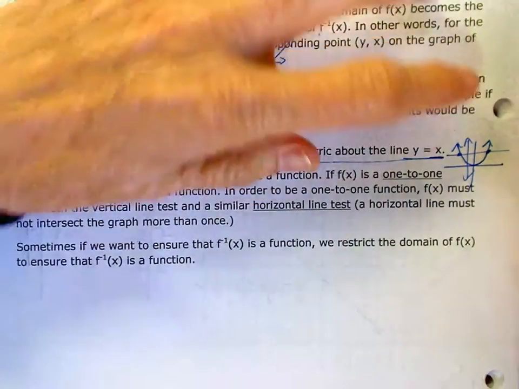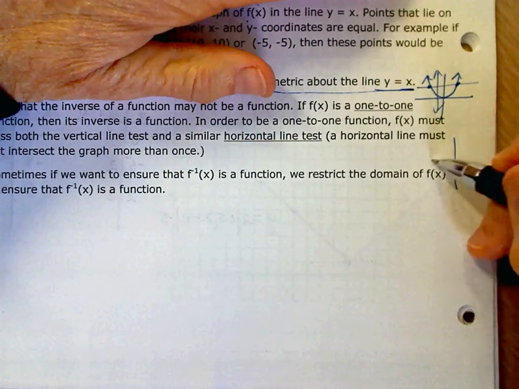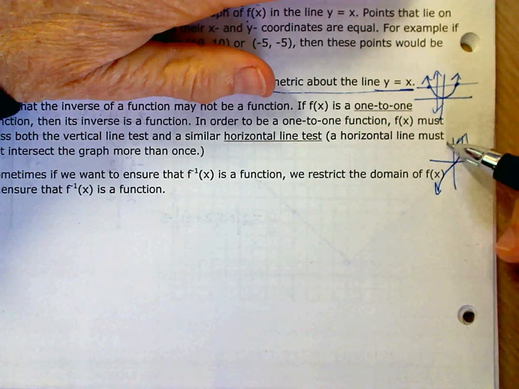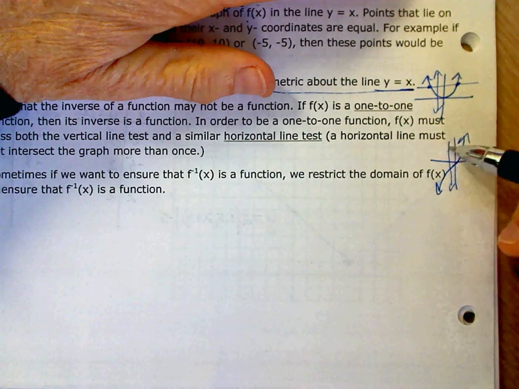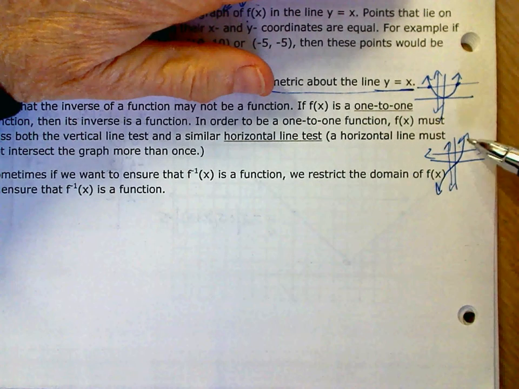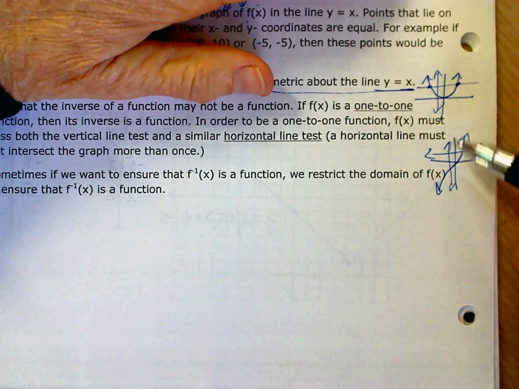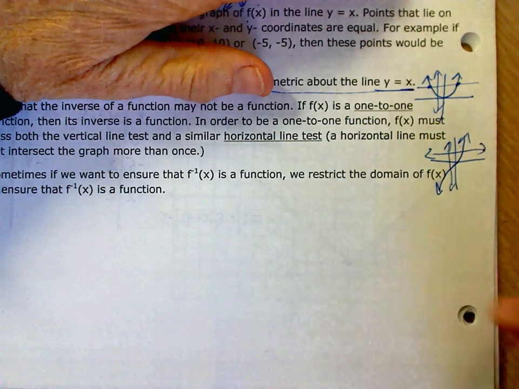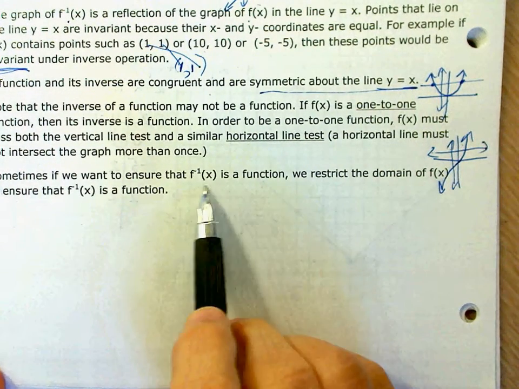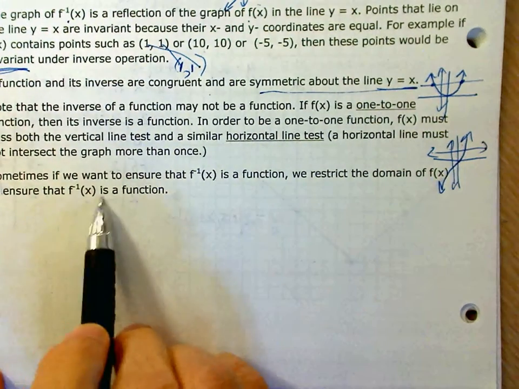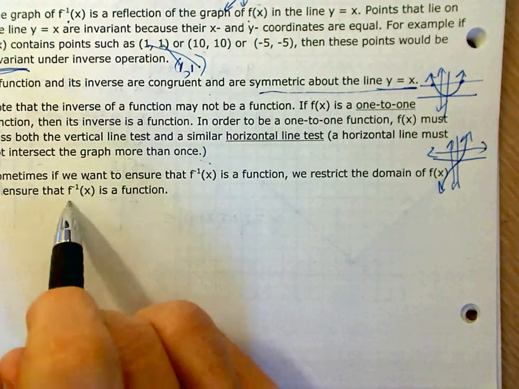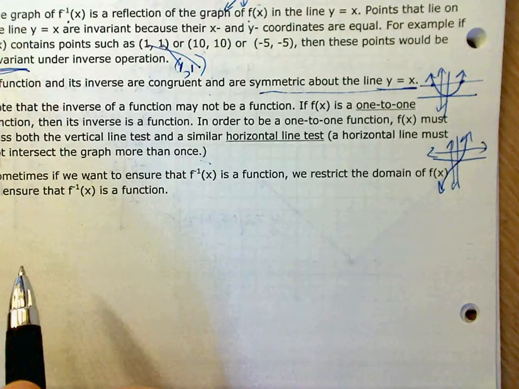However, if you look at a graph such as the cubic graph like this, it passes both the vertical line test and the horizontal line test, so the inverse of y equals x cubed is a function. In cases where the inverse is not a function, we sometimes restrict the domain of f of x so that its inverse is a function. And all of this I will demonstrate with examples.